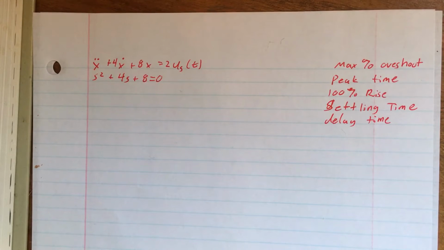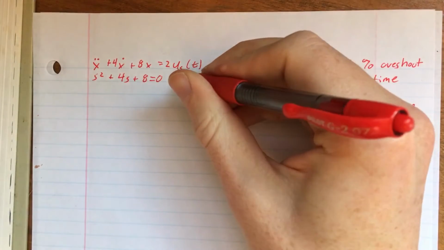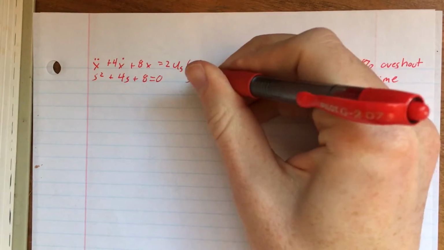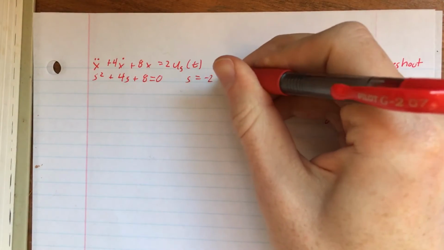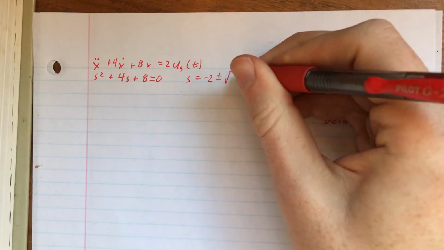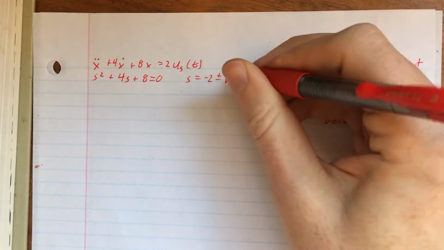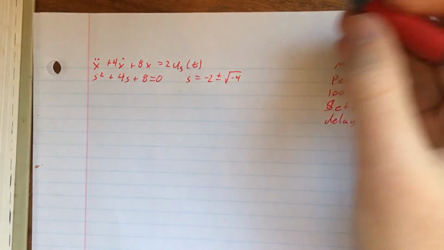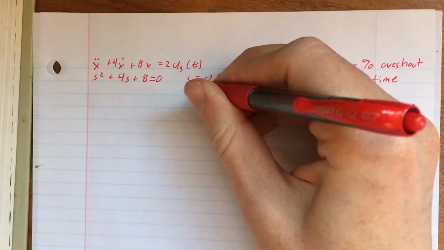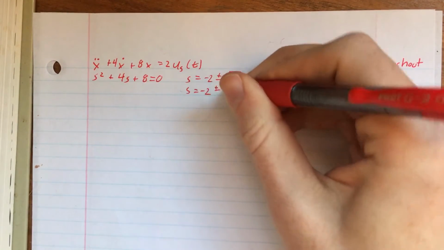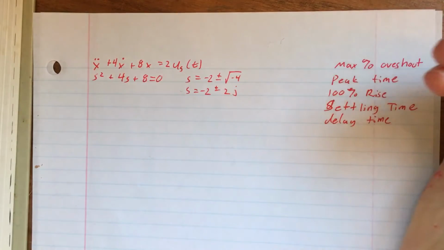And now I'm going to use the quadratic formula and solve for the roots. So when you do that, you get s equals -2 plus or minus square root of -4. So s equals -2 plus or minus 2j. Those are our roots.